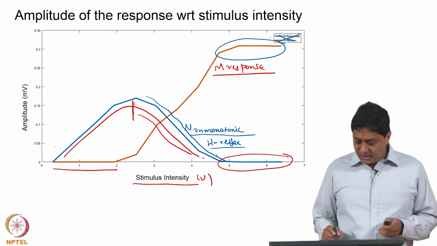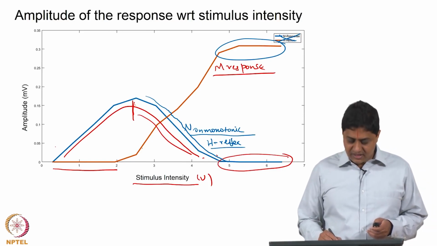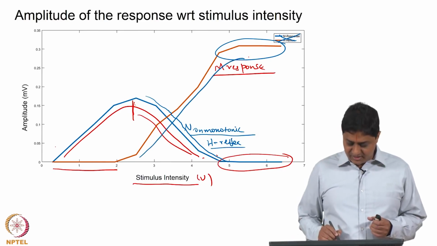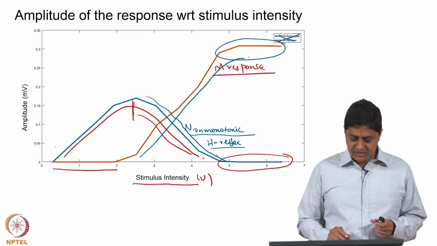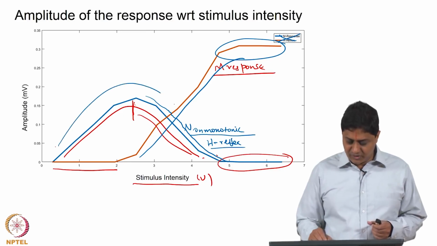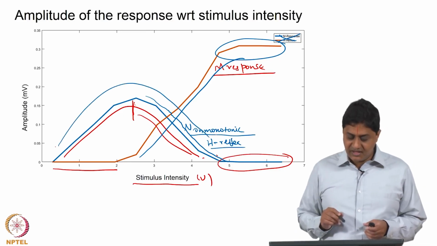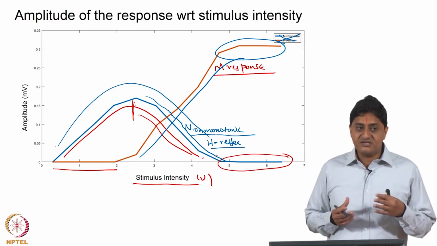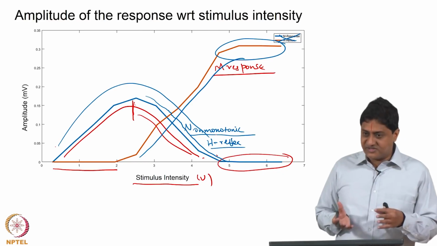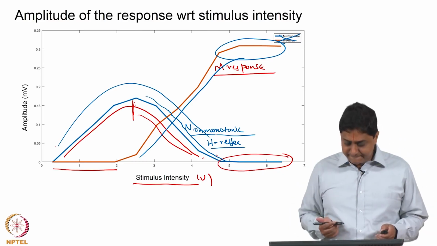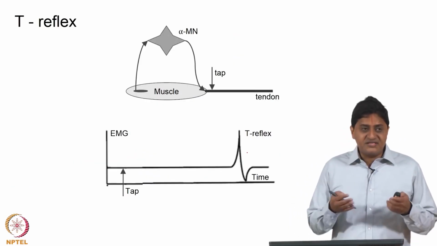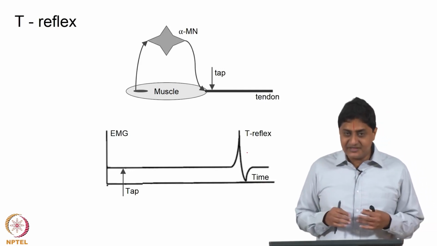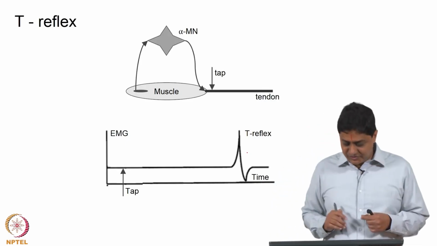So this is why the M response has a monotonic increase with stimulus intensity, whereas the H reflex shows a non-monotonic response. This is a critical difference between the M response and the H reflex because of the physiological basis of why this happens, okay. And note, this is not going to affect the timing of the appearances. Timing is going to be approximately the same. Timing is not going to change, just the amplitudes are going to change.